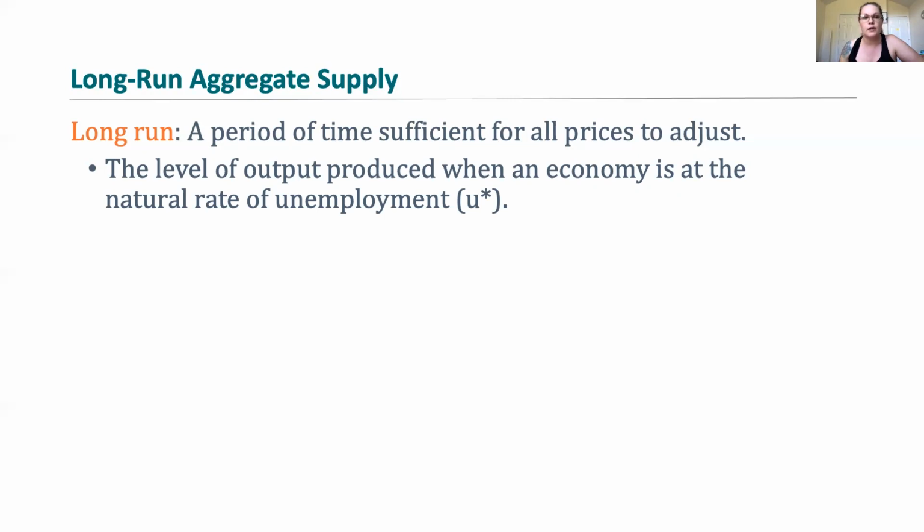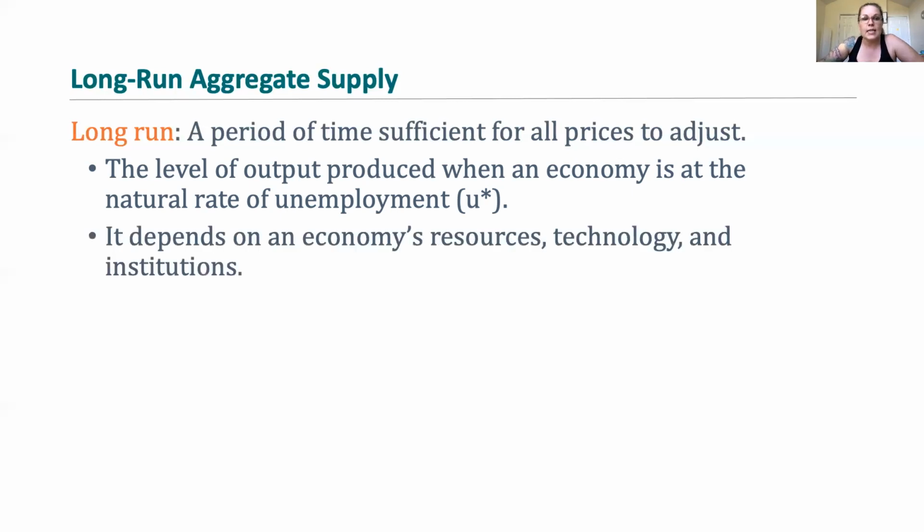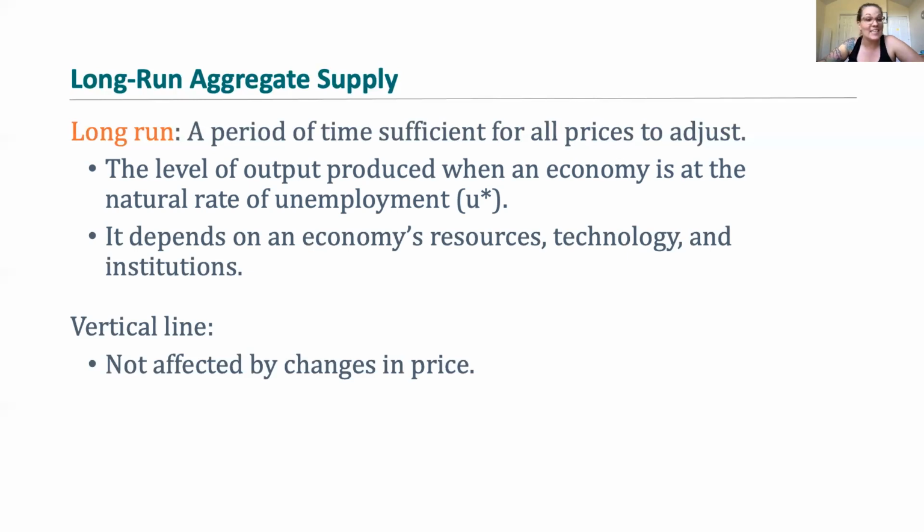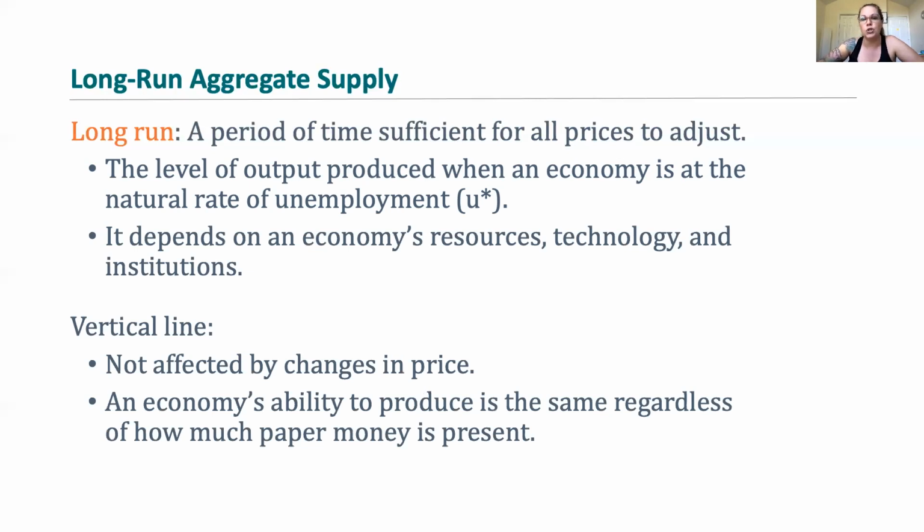So we're going to make an assumption that we're operating at the natural level of unemployment. This will depend on an economy's resources, technology, and the role that institutions play. What we find is that the long-run aggregate supply curve is actually a vertical line, which means it's not affected at all by changes in price. An economy's ability to produce is the same, regardless of how much paper money is actually present in the economy. So this is one of the reasons why the long-run aggregate supply curve is in fact a straight vertical line.